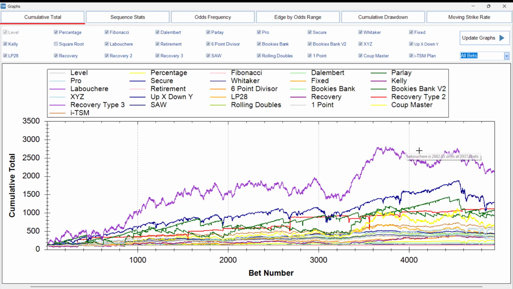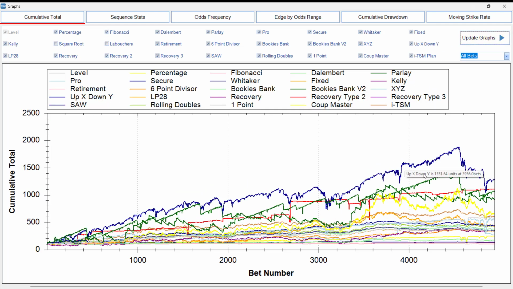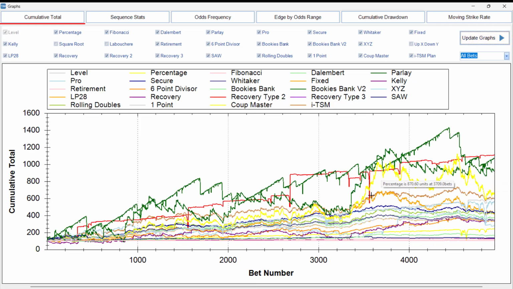At the moment, it looks like the Labouchere, which is a kind of a progressive staking system that I'm not a big fan of, but this one has made the most money. And you can remove staking plans and get rid of ones you don't want to see if you want to just view other staking plans as well.